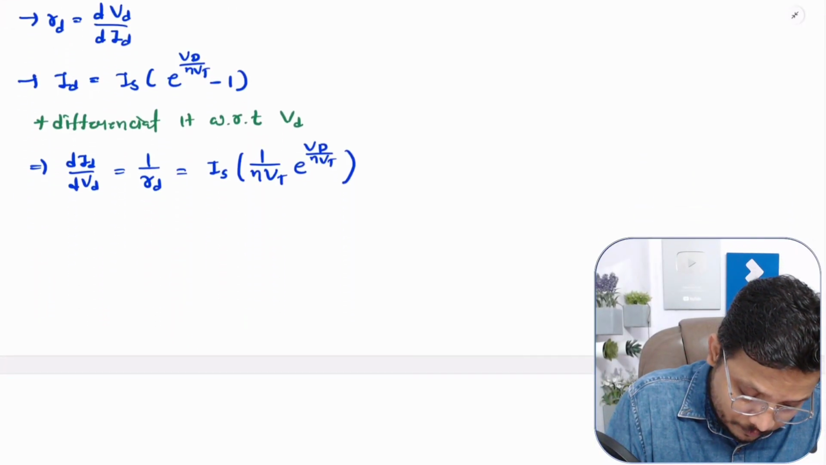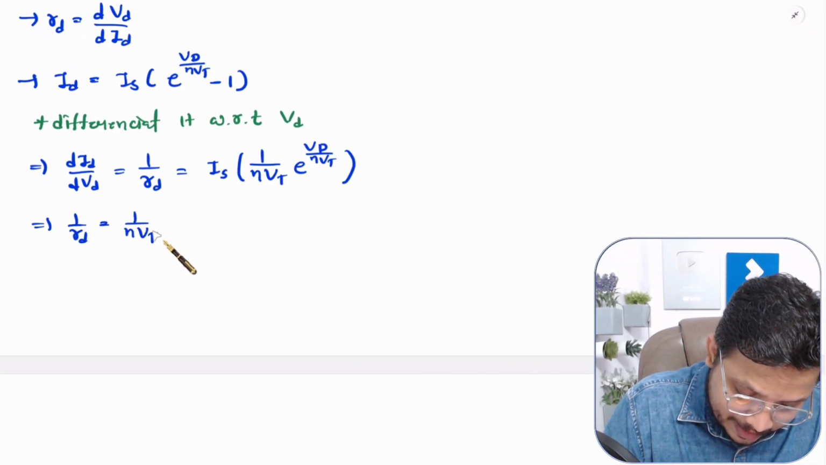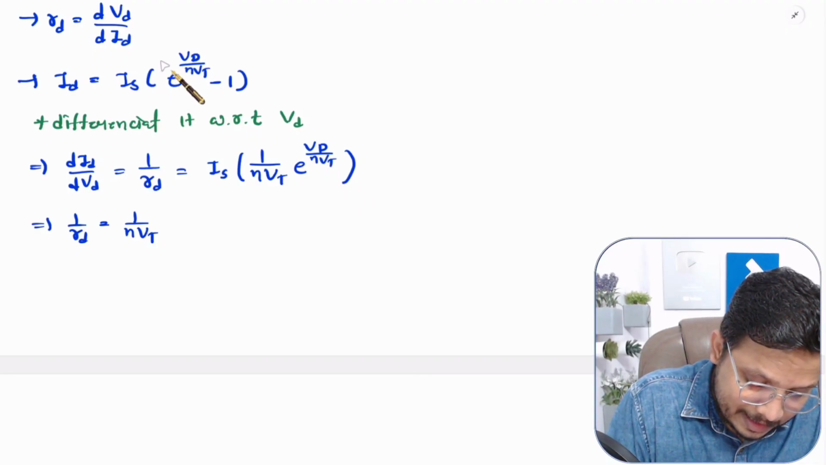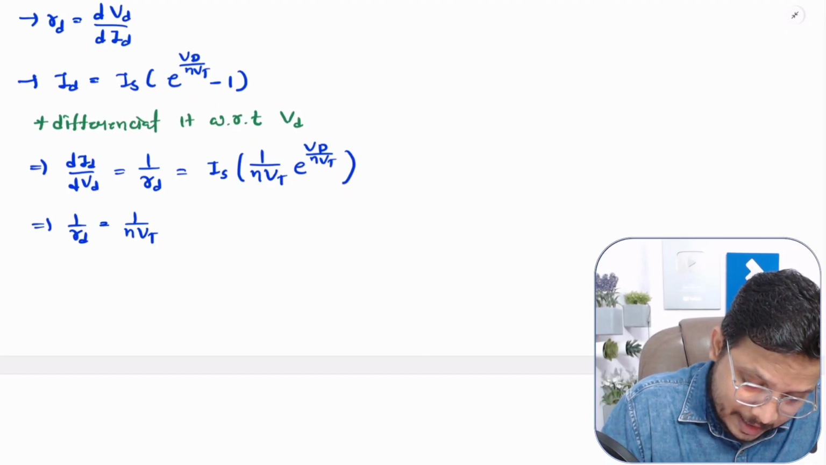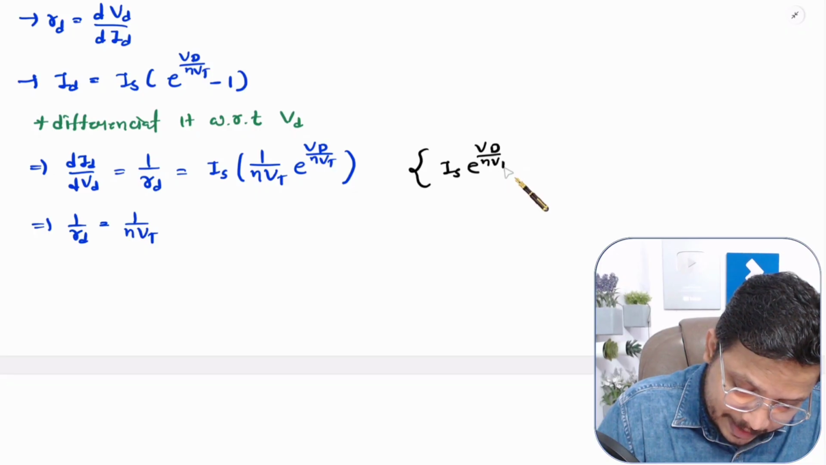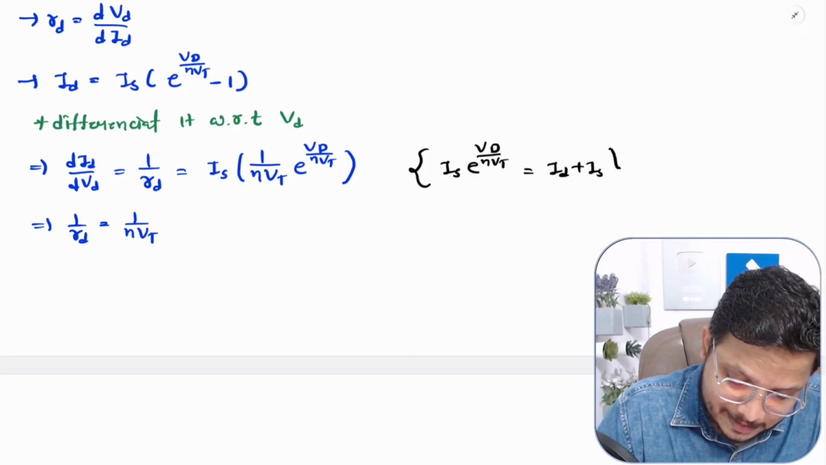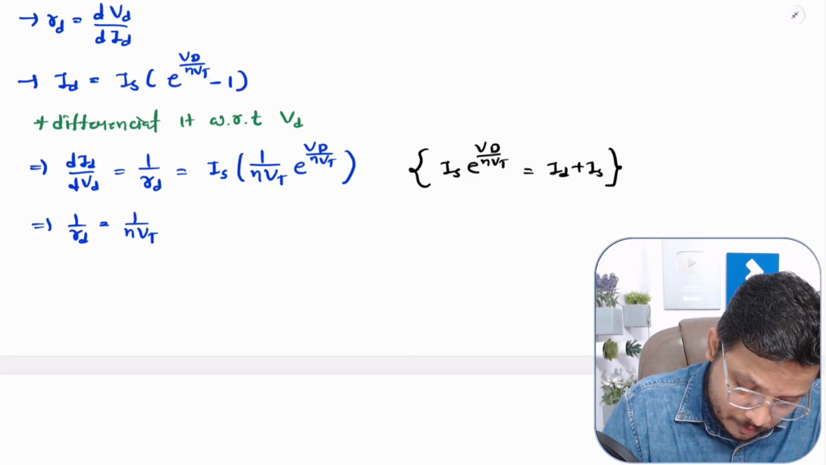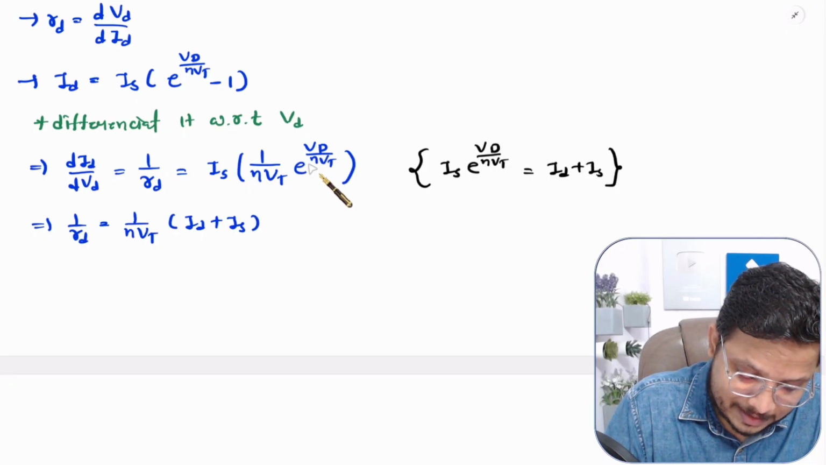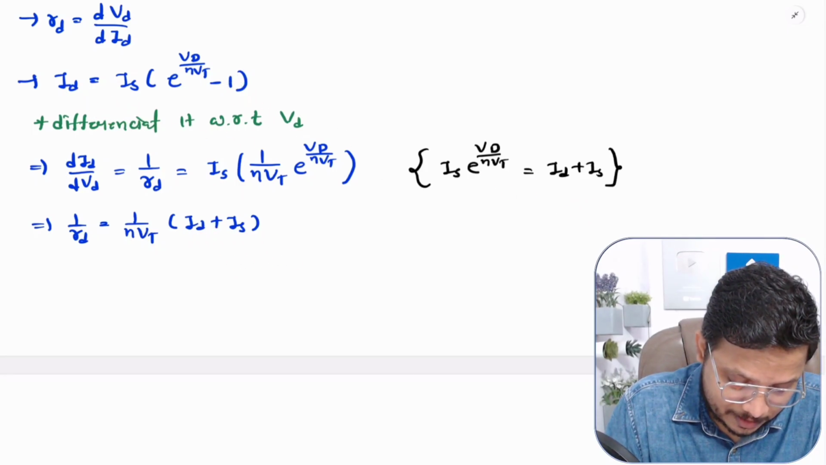Now let us simplify this. 1 by RD is this, where we take 1 by eta VT out. IS into e to the power VD by eta VT can be obtained from the current equation: it is ID plus IS, as IS can go to the other side. So let us substitute that here: 1 by eta VT into ID plus IS. We are just replacing IS into e to the power VD by eta VT with ID plus IS, taken from this equation, right?